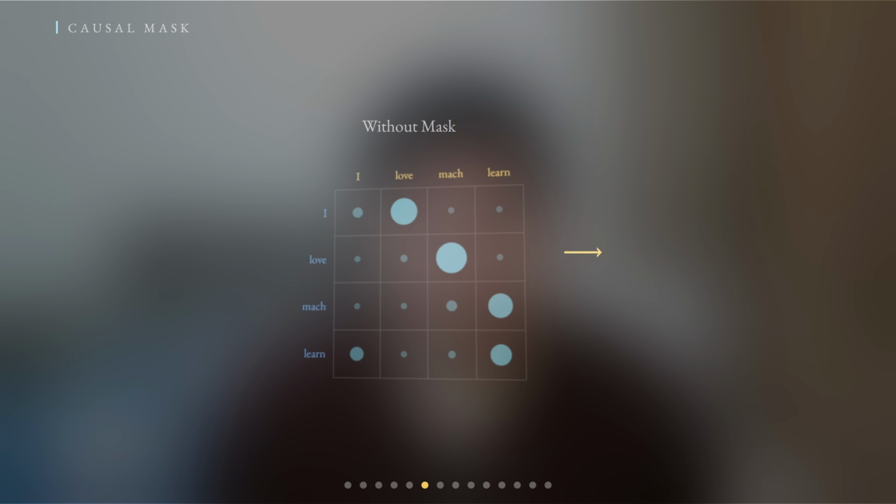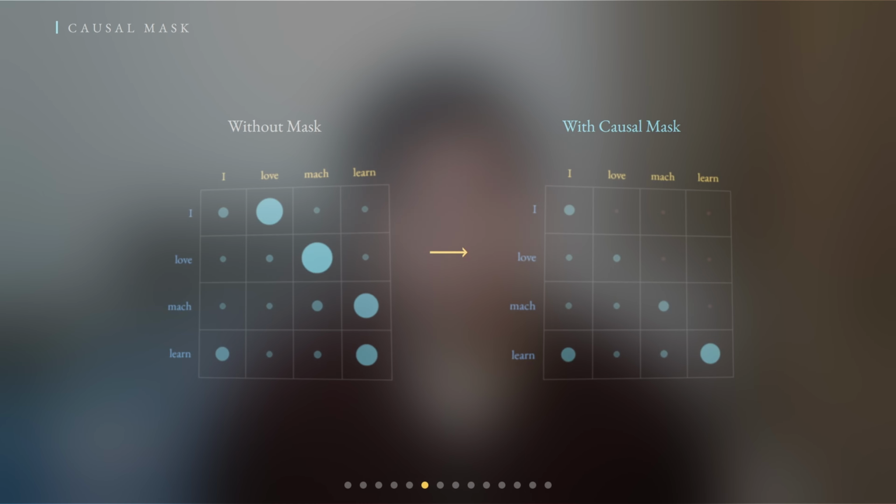This is what the encoder uses, full visibility. Now watch what happens when we apply the causal mask. Look at this. The lower triangle remains green. Those are the allowed connections. Token 1 can see only itself. Token 2 can see token 1 and itself. Token 3 can see the first 3 tokens.